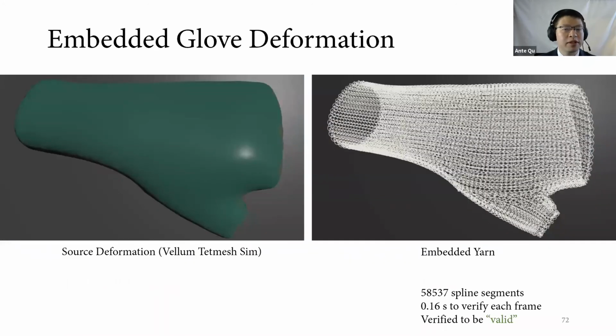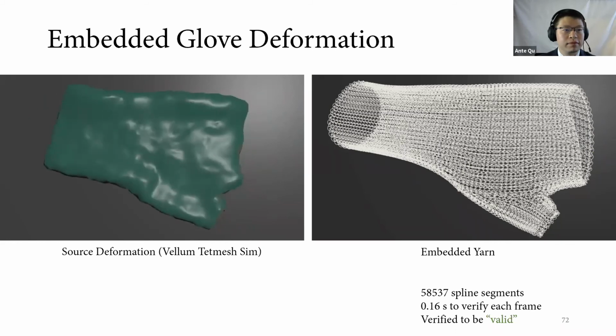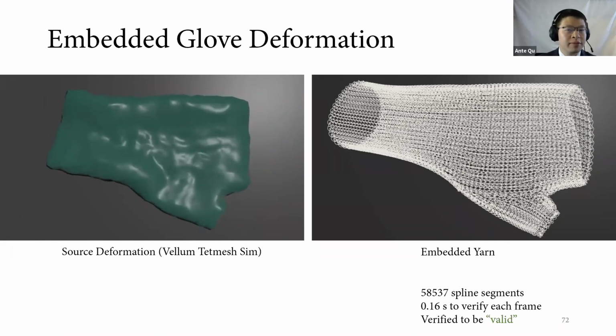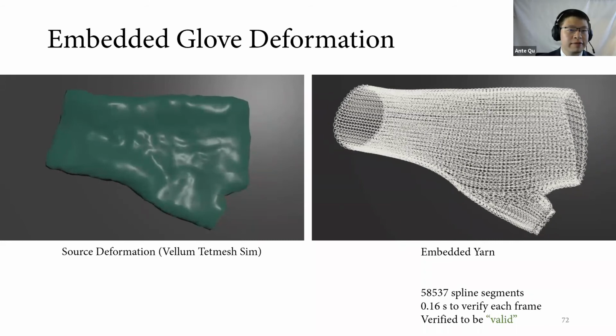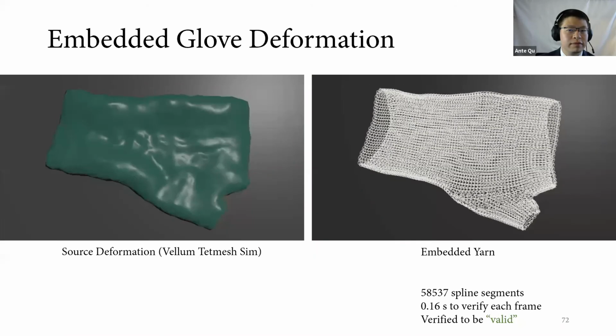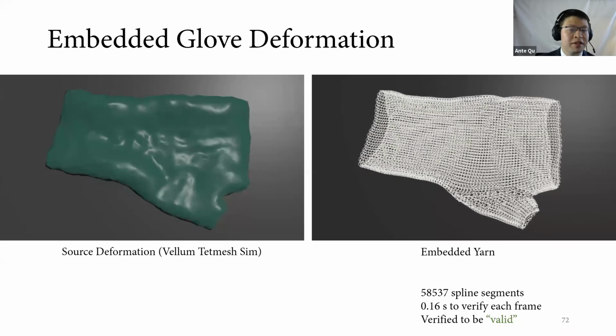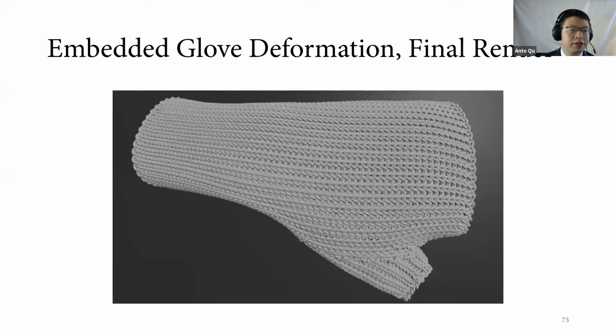It can also be appealing to use cheaper deformers and yarn level simulators. In this example, we started with a vellum simulation of a glove as a deformable TET mesh. We animated our glove yarn model as an embedded deformation. And our method verifies that the topology remains valid. Here's the final render.